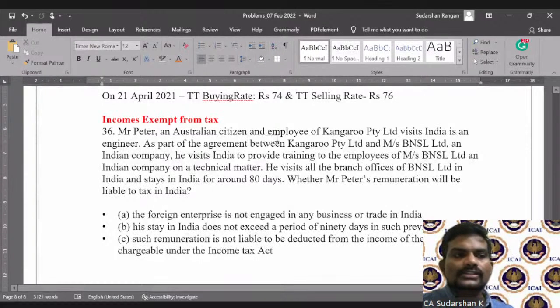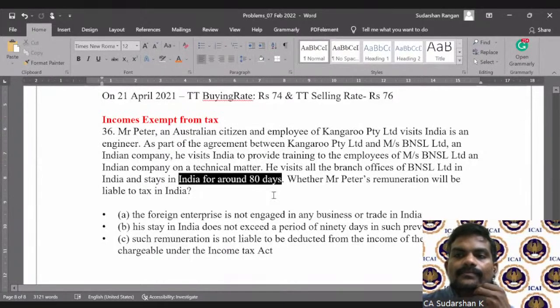Mr. Peter, an Australian citizen, an employee of Kangaroo Private Limited in Australia, visits India. He's an engineer. As part of the agreement between his employer, Kangaroo, with M/s BNSL Limited, an Indian company, he visits India to provide training to all the employees of BNSL. He visits all the branch offices and stays in India for around 80 days. So in this regard, whether Peter's remuneration will be liable to tax in India.